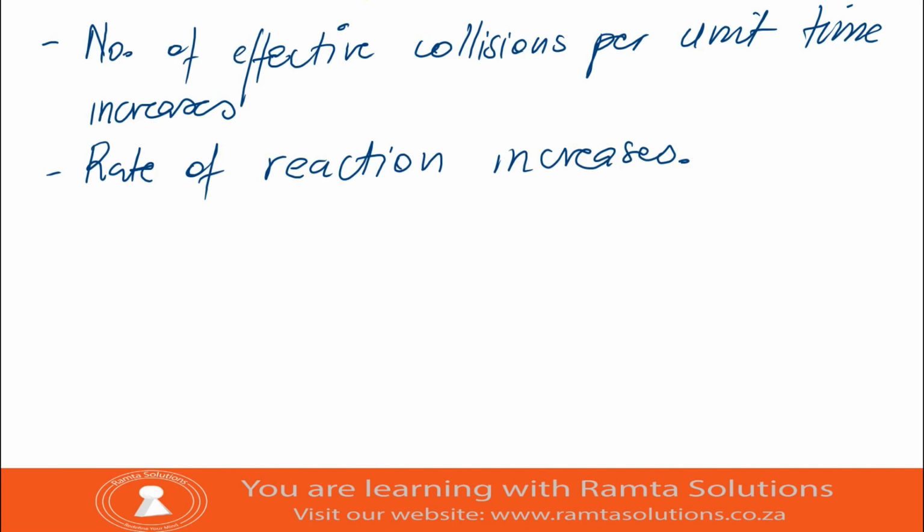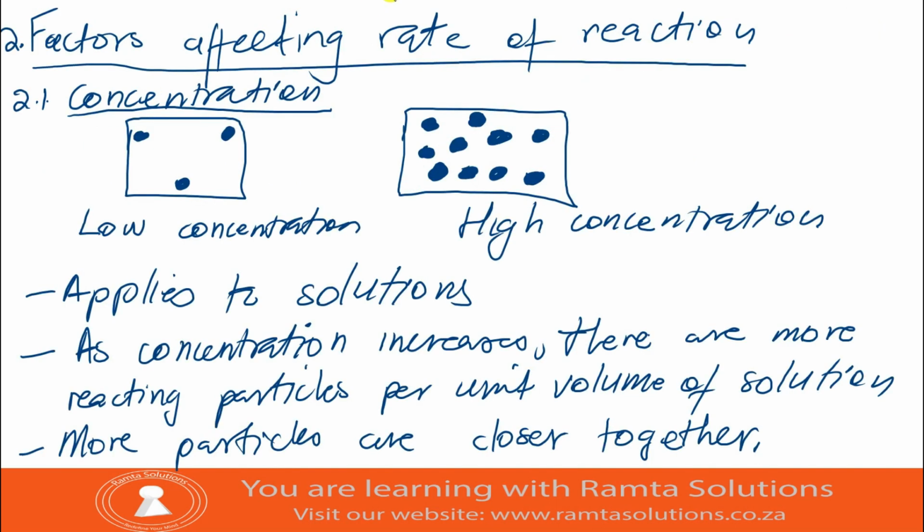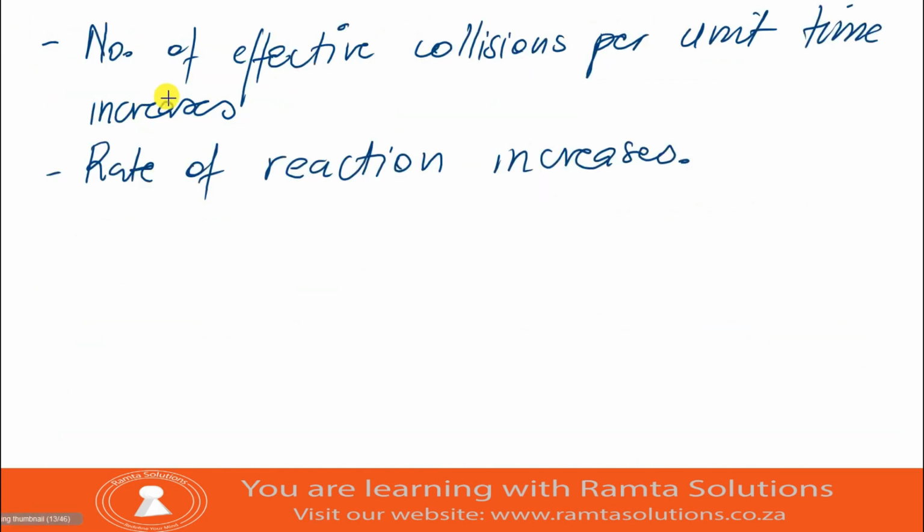Now, what if they gave you a scenario where concentration decreases? You would say, as concentration decreases, there are fewer reacting particles per unit volume of solution. Fewer particles are closer together, and therefore, the number of effective collisions per unit time decreases. The result, therefore, is the rate of reaction decreases. So when concentration decreases, the opposite of all that we have written here will result. Okay?